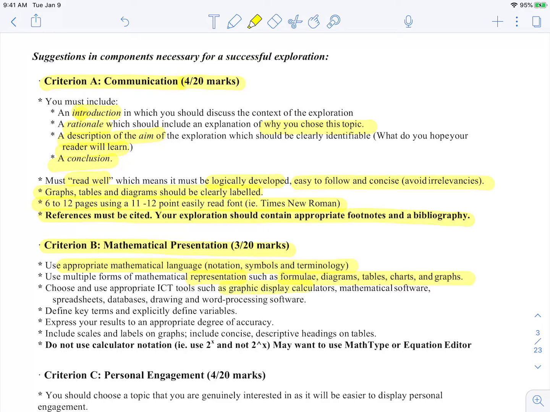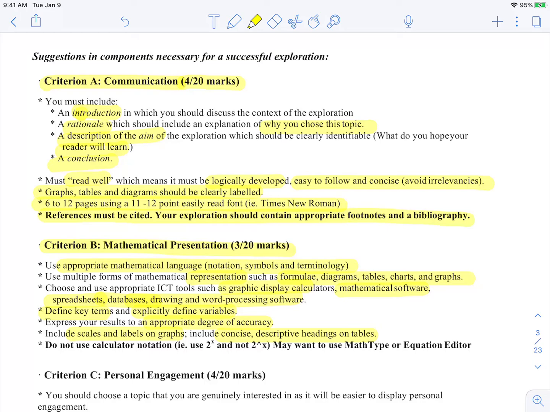You could use a graphing calculator, some mathematical software. You could do spreadsheets like Excel or Google Sheets, database, drawing, and then a word processor to type it up. You'll want to define your key terms and explain what your variables represent. You'll also want to make sure you do it to the appropriate degree of accuracy. So like if you want 3 significant figures, we talk a lot about 3 significant figures in our course. You want to make sure you label your graphs, that you're concise, and you have headings on your tables.